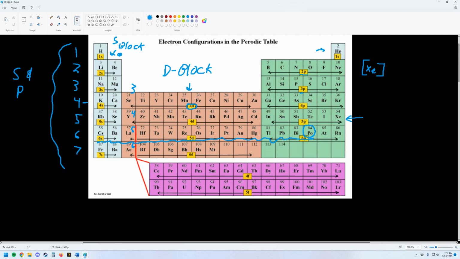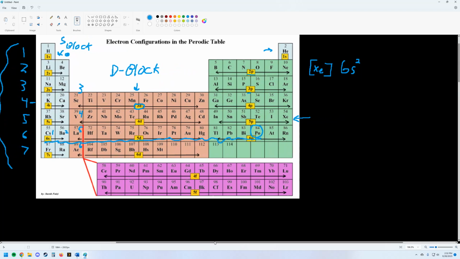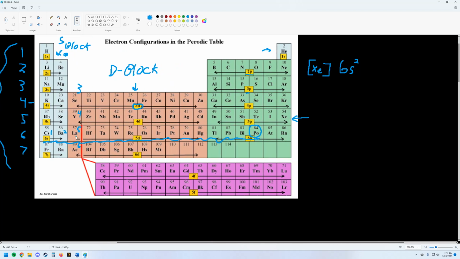So we have starting 6S, and we got 1 and 2, right? So just put a little 2 up there. And then we have the first D, which is the fifth D row. So 5D1. And then we have the F block, which is this red line here, right? Can't forget about those. And those we're only going to use this top set. So it'll be the 4F.